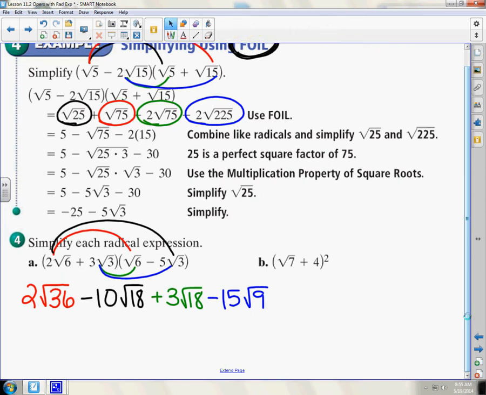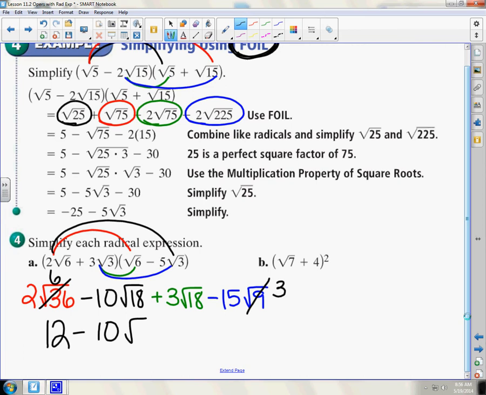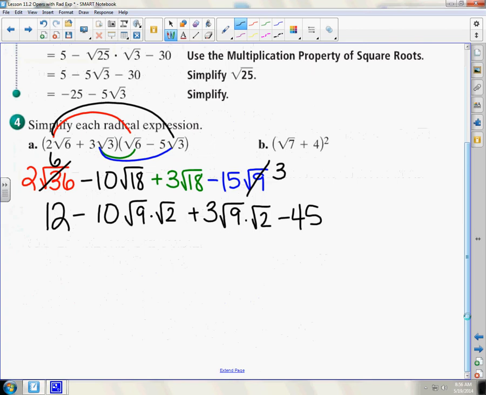So now I'm going to look and see what I can simplify. Well, I know 36 right off the bat. Square root of 36 is 6. So I do 2 times 6 is 12. Okay. I know the square root of 9 is 3. And then these I can simplify. I can make them into 10 square root of 9 times the square root of 2 plus 3 square root of 9 times the square root of 2 minus 45.